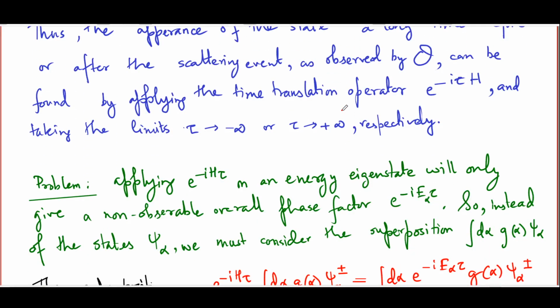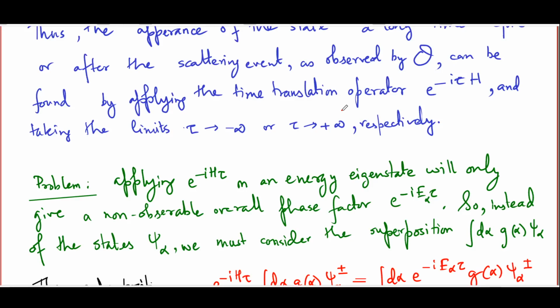So what we must consider is not the state psi alpha, which is described by well-defined 4-momenta for each of the particles, which of course means that in the distant past this was an energy eigenstate, and it of course stays an energy eigenstate forever, because time translation does not change an energy eigenstate into a non-energy eigenstate. What we must consider instead of that is a superposition, integral d alpha g alpha psi alpha, integrated over all alpha.